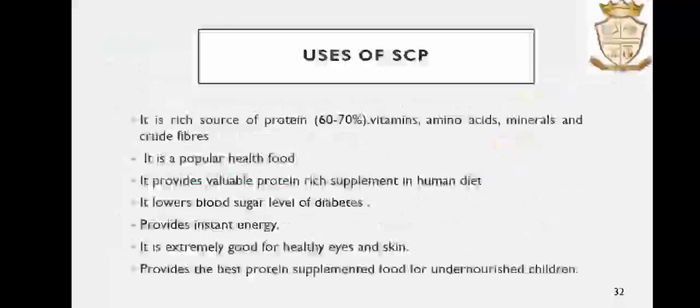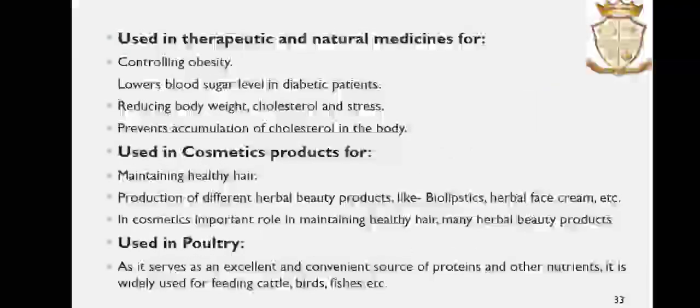Uses of SCP. It is a rich source of protein, 60 to 70 percent. It is a rich source of vitamins, amino acids, minerals, and roughage fibers. It is a popular health food. It provides a valuable protein-rich supplement in the human diet. It lowers blood sugar level of diabetics. Provides instant energy. It is extremely good for healthy eyes and skin. Provides the best protein supplemented food for undernourished children. Used in therapeutic and natural medicines.